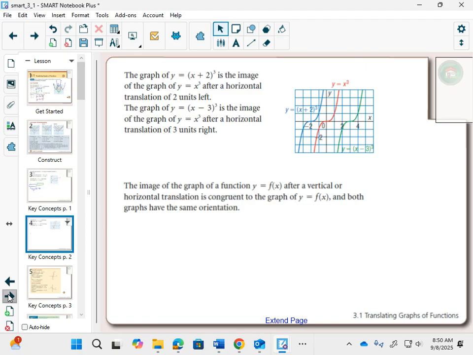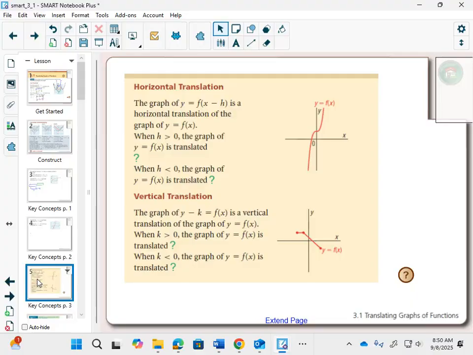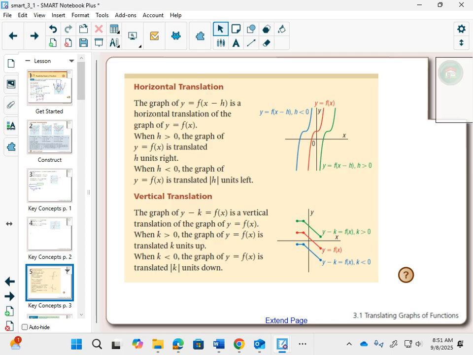Sometimes in your textbook, they highlight everything in a general form in these shaded boxes. Okay? So the general form says if there's any number h in there, that's either going to move it left or right. If there's any number k by itself, either on this side or moved over, that's going to move your graph up or down.